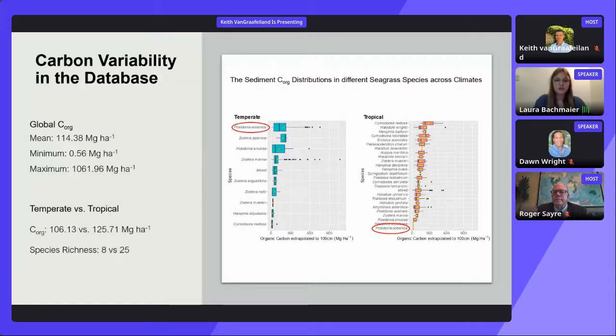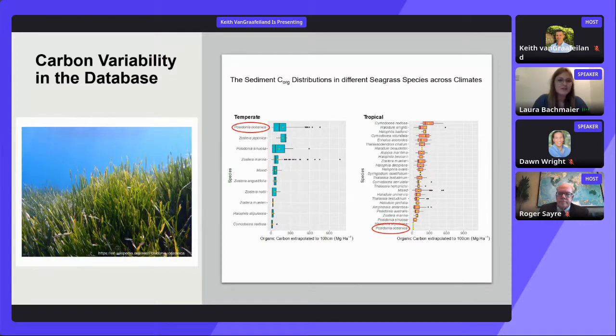And what was really interesting was that the same species had differing storage amounts depending on the climate, with Posidonia oceanica, which is here circled in red. And if you go to the next slide, that's what the species looks like. It has the highest organic carbon storage in temperate regions, but the lowest in tropical. And so in order to try and explain some of this variability, a more complete and precise environmental data set was needed. Next slide, please.